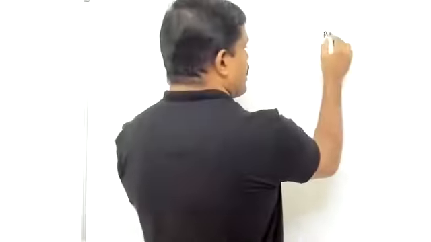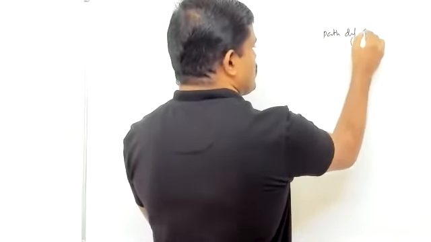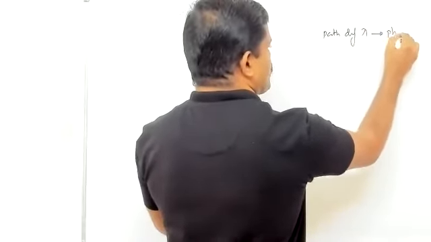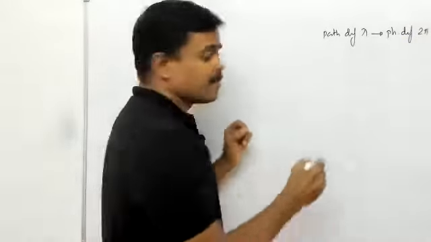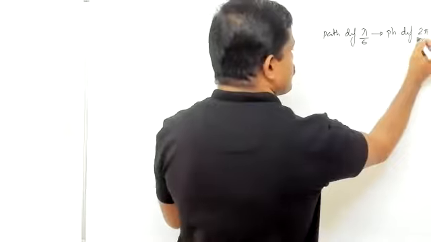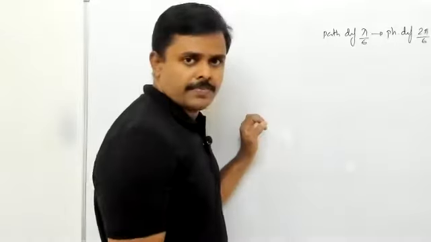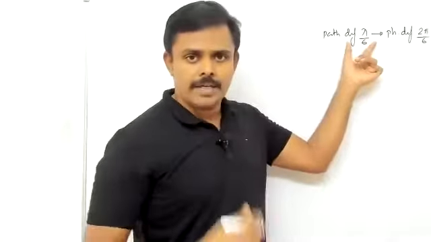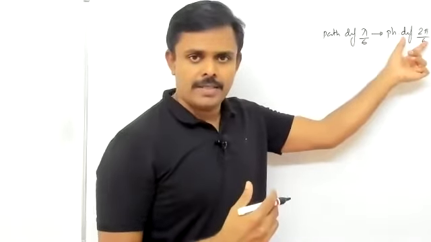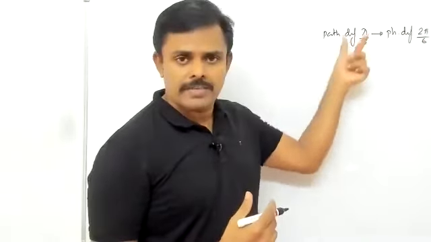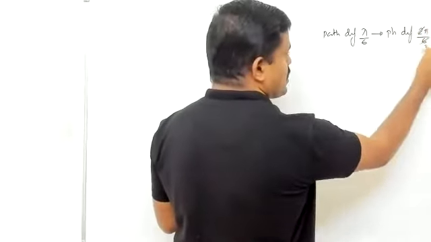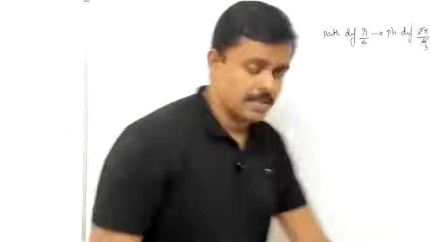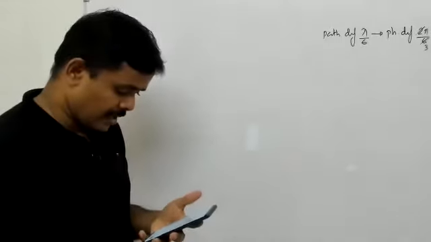Path difference lambda corresponds to a phase difference of 2 pi. As per the question, the path difference is lambda by 6, which would make the phase difference 2 pi by 6. This is pi by 3. Keep that in mind. Let's come back and read the question again.